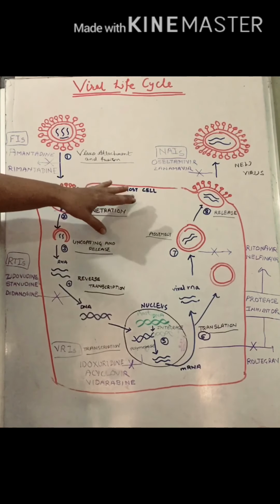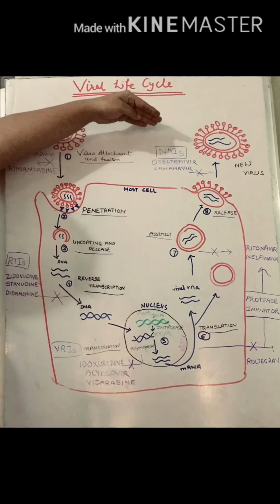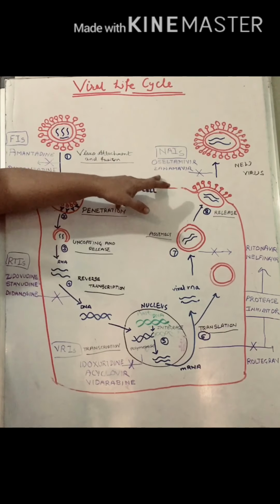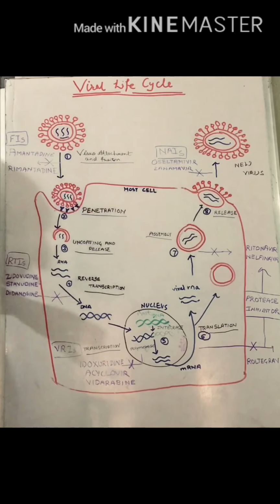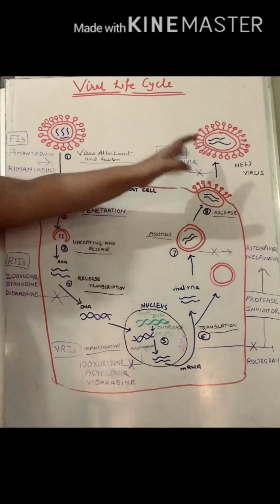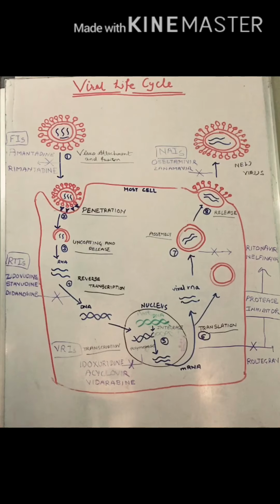Next is budding and release. Here these are neuraminidase inhibitors. Examples of the drugs are oseltamivir, zanamivir. Now this neuraminidase is a protein which is present on the virus. Here this is the virus. So these drugs act on the neuraminidase. That's all for today.